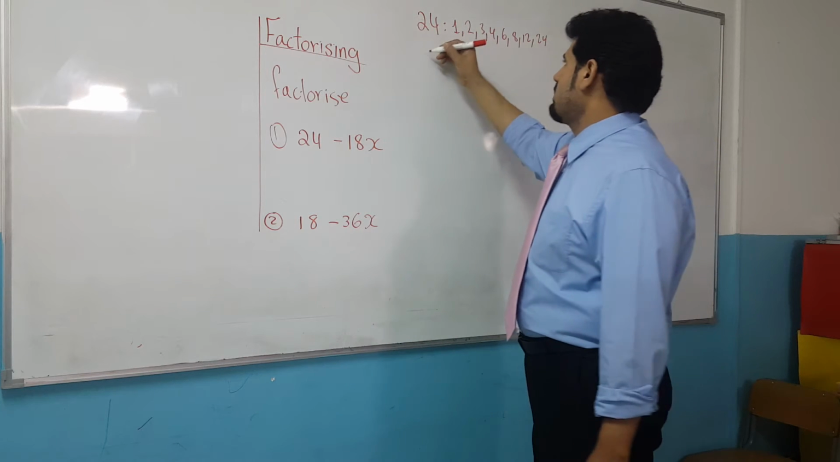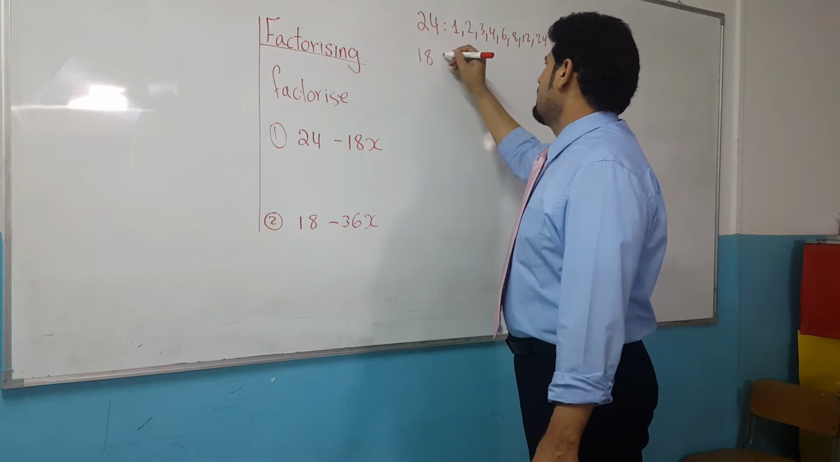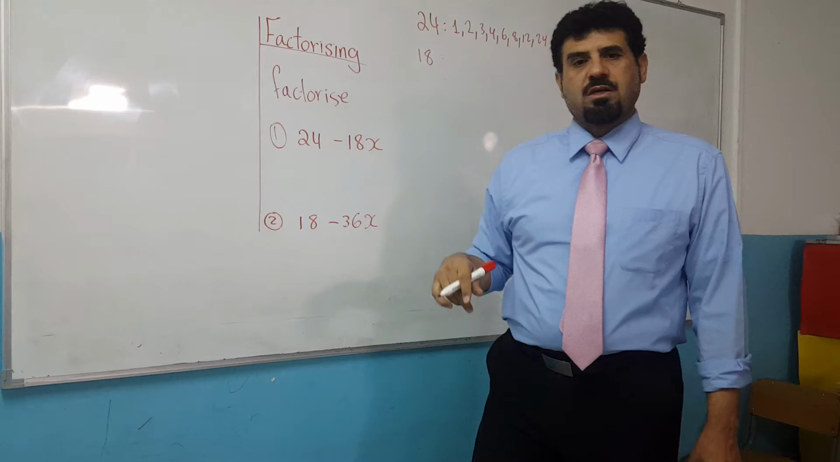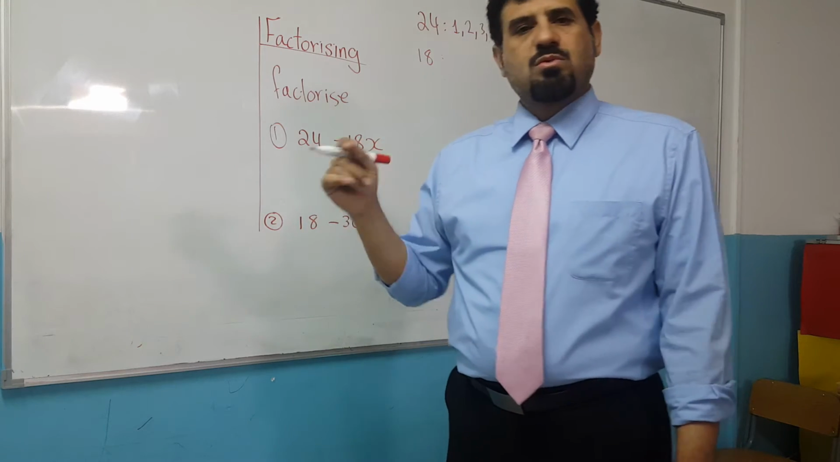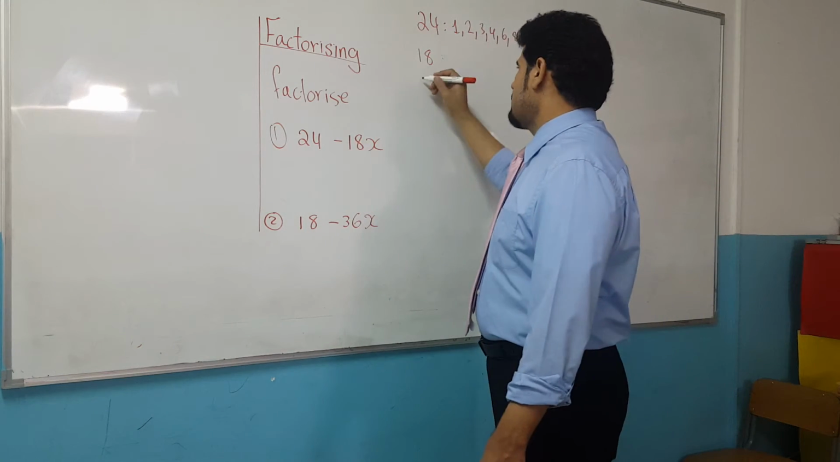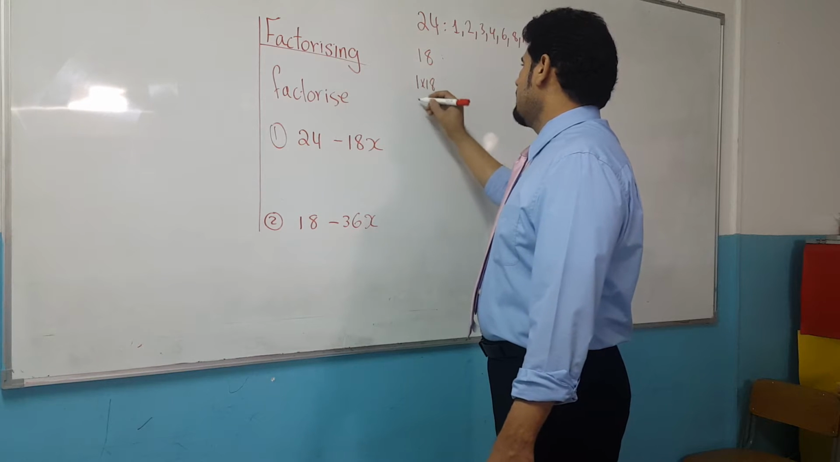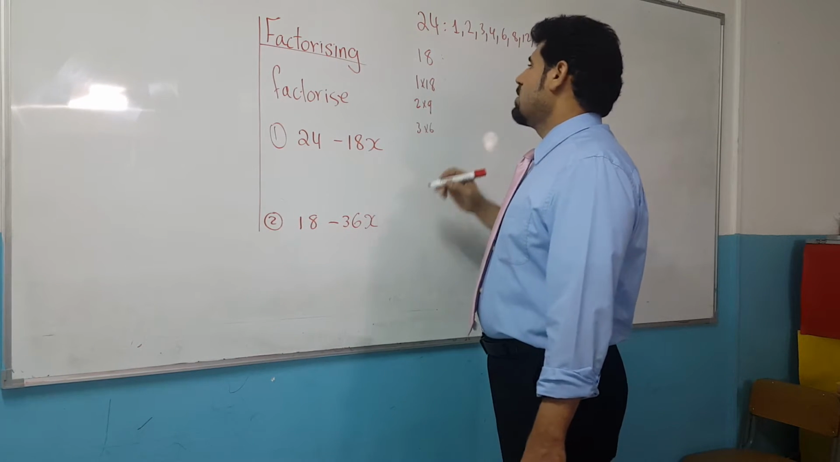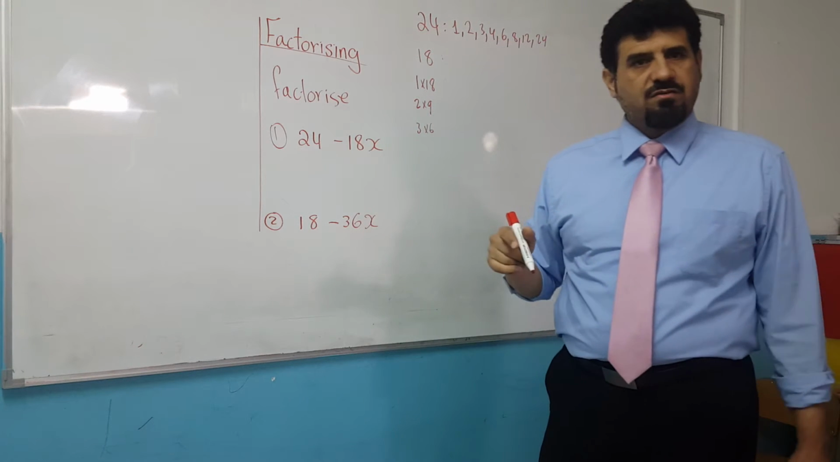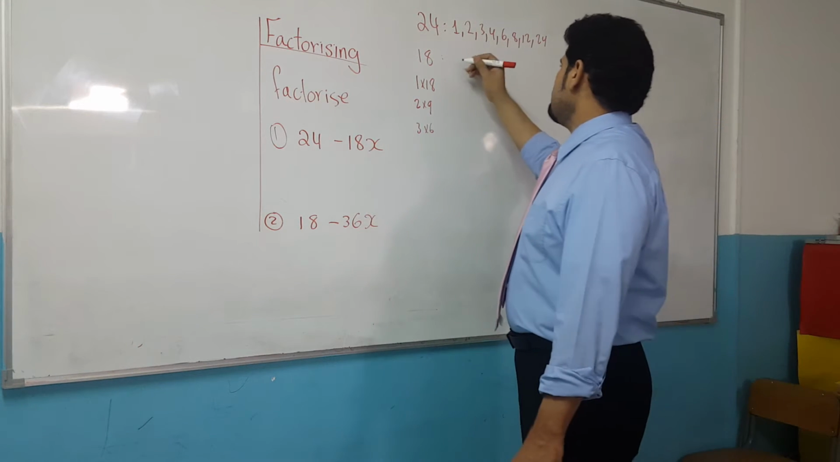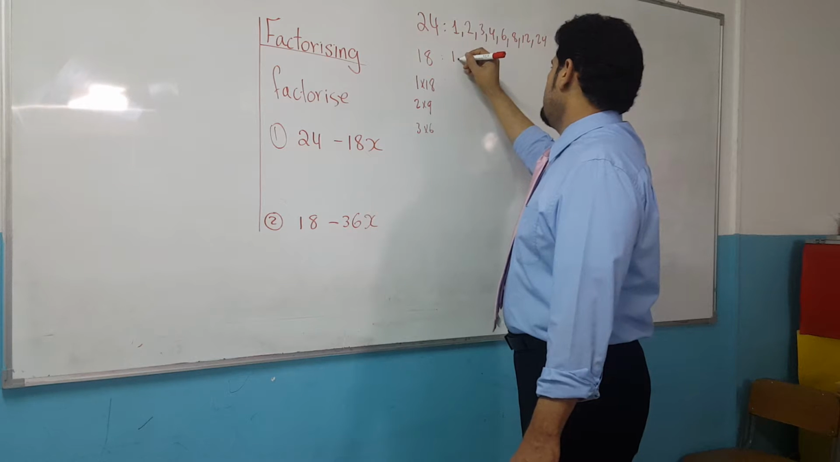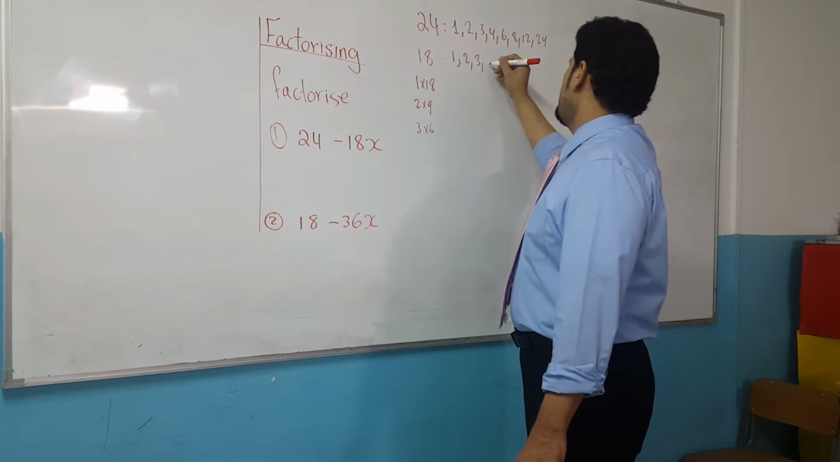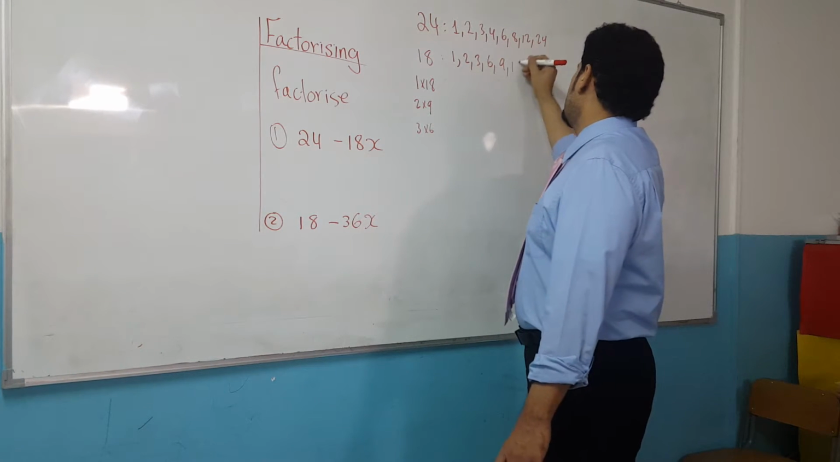If I ask you about another number, that is 18, then again you repeat the same thing. You say, what times what is 18? Let's list all the multiplications. So 1 times 18, 2 times 9, 3 times 6. So all these numbers are the factors of 18. So let's list them: 1, 2, 3, 6, 9, and 18.